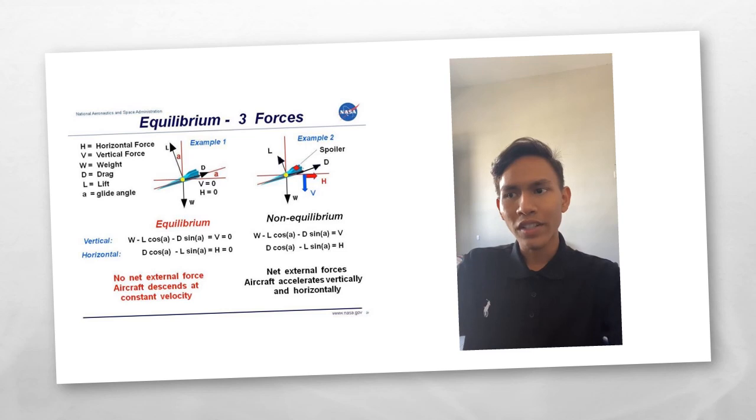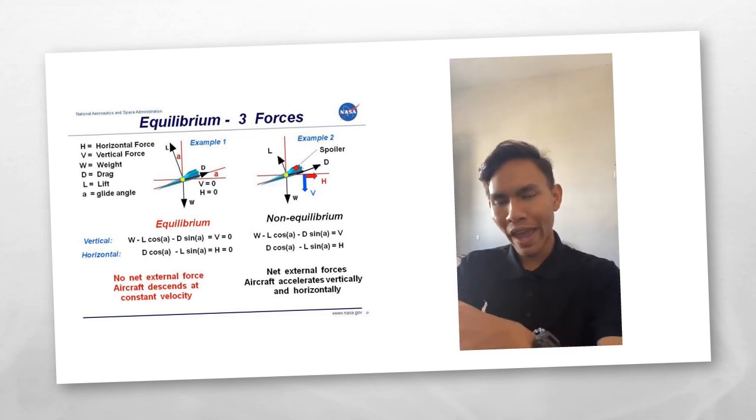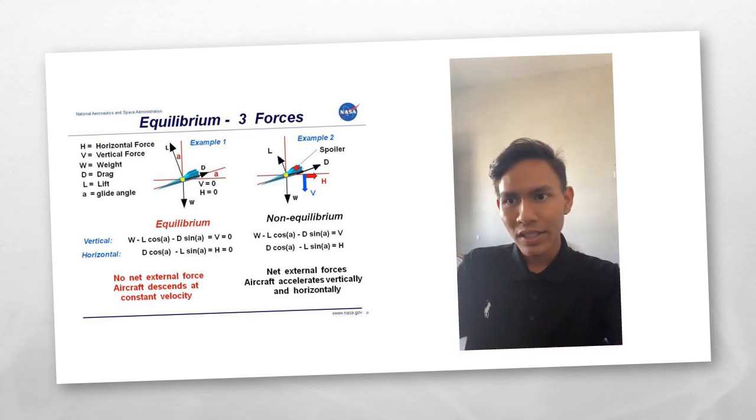So we move to example 2. In the picture, we add a spoiler at the back of the glider. The spoiler is deployed on the top of the glider wing, decreasing the lift and increasing the drag. So the weight remains the same. The glider is no longer in equilibrium, so it is non-equilibrium in the glider.